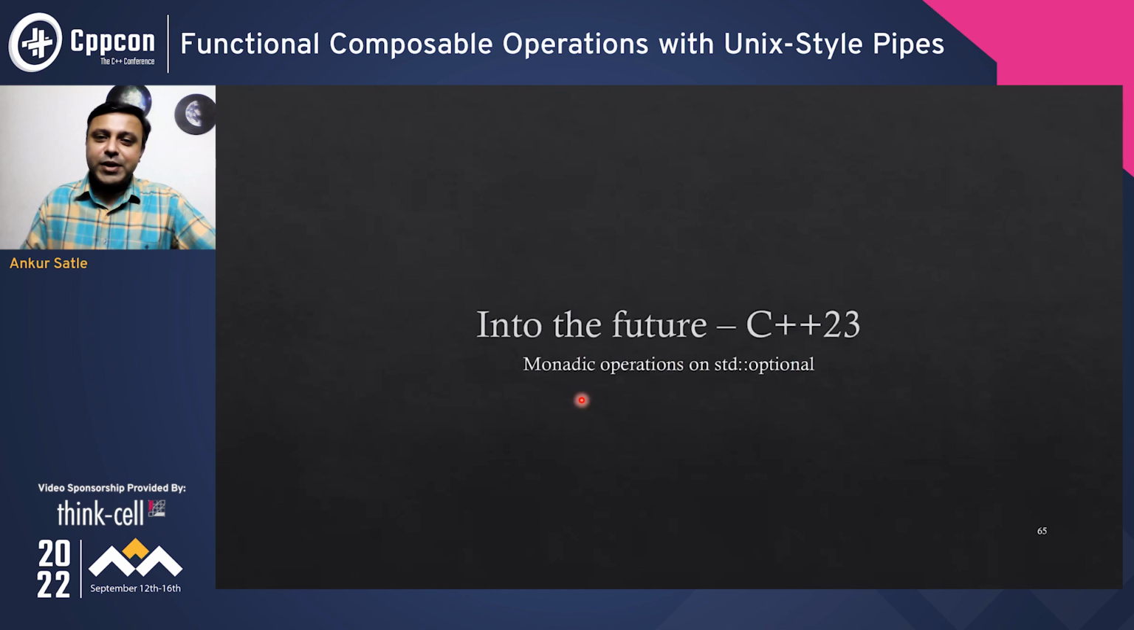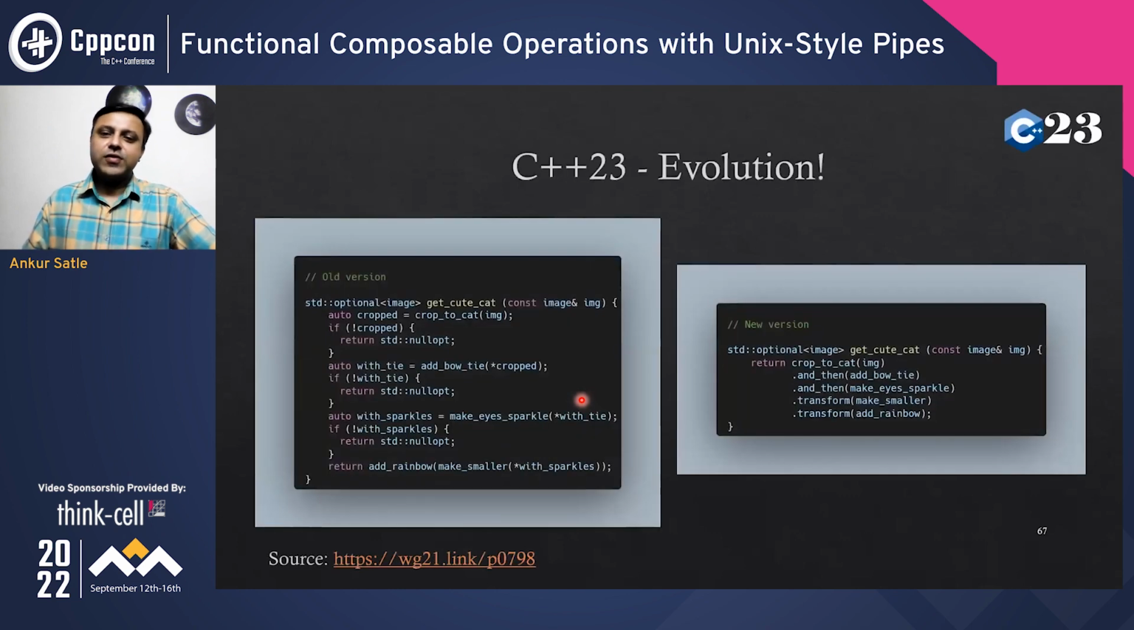And then we leap into the future. C++23 is bringing in std::optional monadic operations. This is from the paper, which was this paper 0798. This is the example from that paper, but we have a very concrete example to work on. I would just highlight quickly what it is doing.